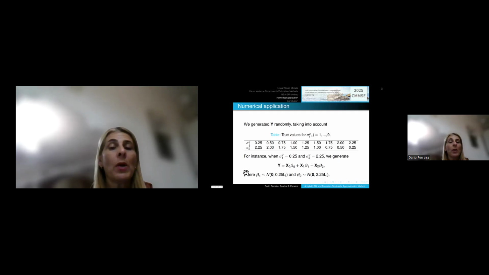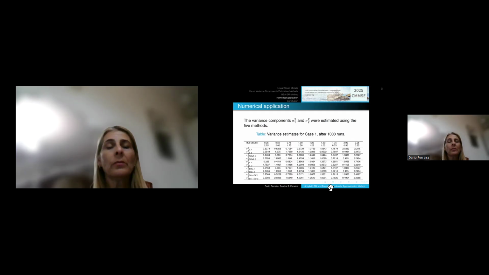For instance, when sigma square 1 is equal to 0.25 and sigma square 2 is equal to 2.25, we generate y where beta 1 follows this normal distribution and beta 2 follows this normal distribution. The variance components sigma square 1 and sigma square 2 were estimated using 5 methods. So, we have here the variance estimated for case 1.